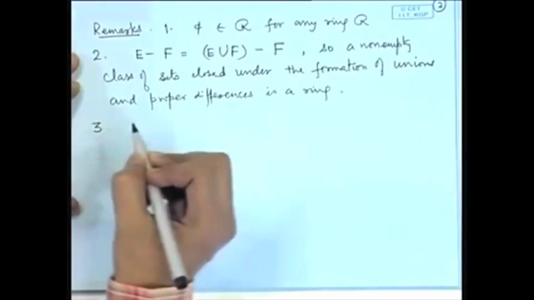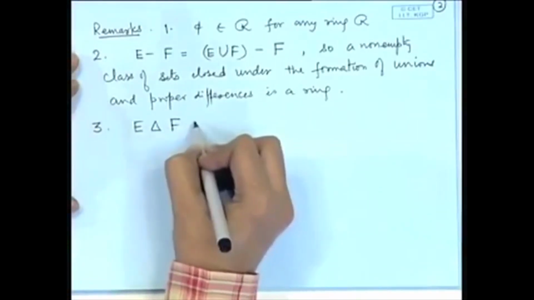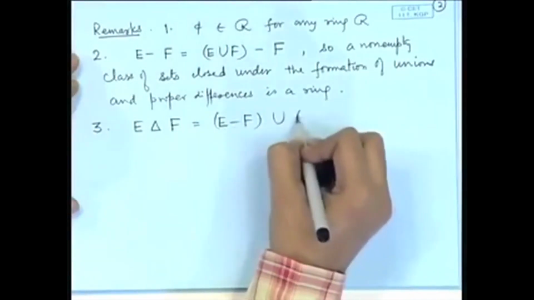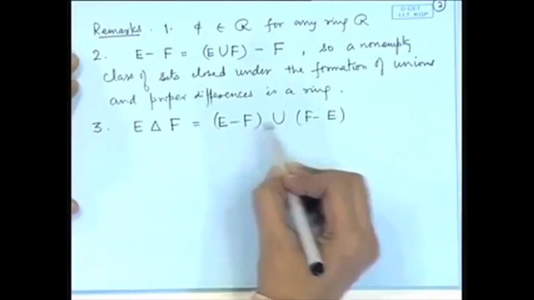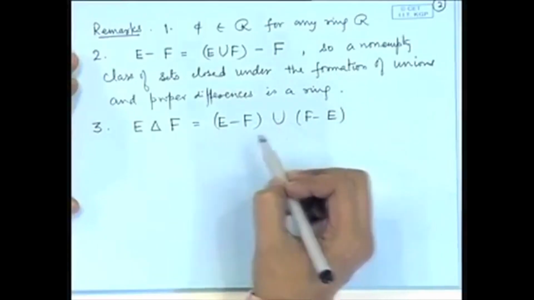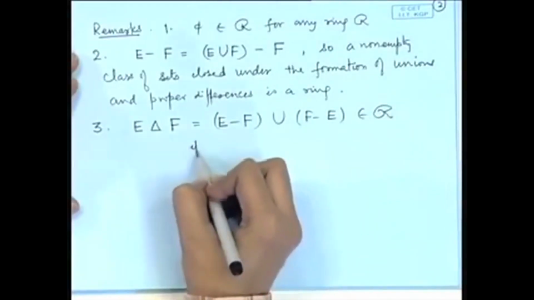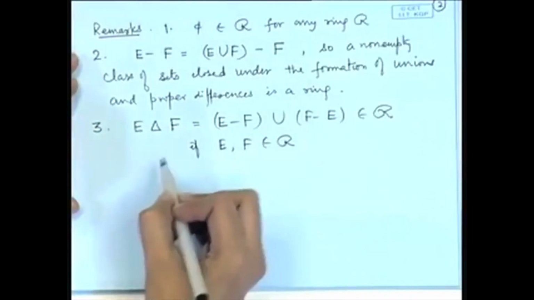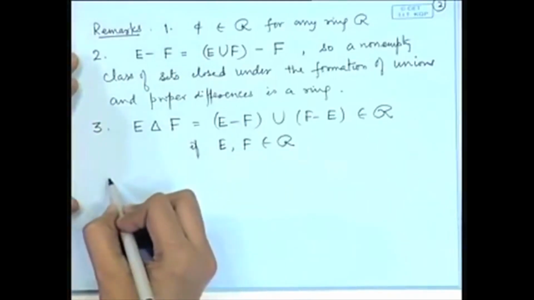We can also see some other properties. For example, if I look at the symmetric difference, it is defined as E minus F union F minus E. Now, if E and F are in R, then E minus F and F minus E both are in R, and therefore their union is also in R. That means a ring is also closed under the operation of symmetric differences.